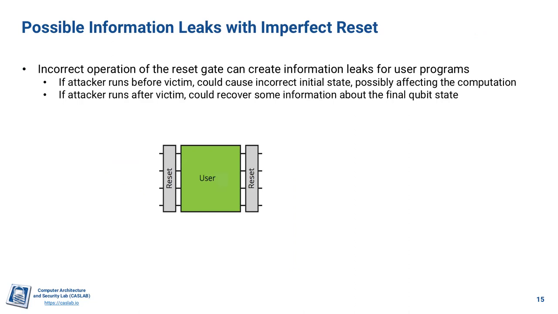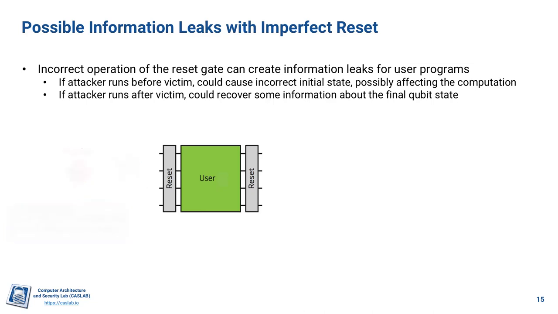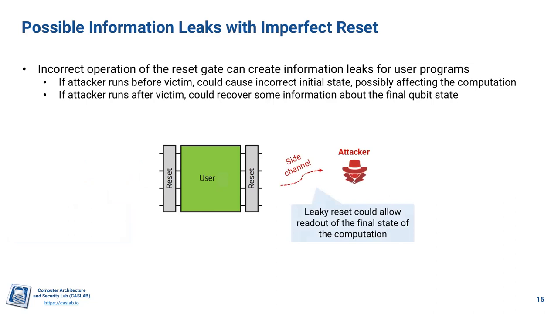There are two ways that somebody could abuse an imperfect reset operation. If an attacker runs before the imperfect reset and then the user runs, we could think of it like a fault injection, where you set the qubit to certain states, and because the reset is imperfect, when the next user runs, the initial state is not zero. So the initial state is not correct, which could lead to some incorrect computation. The other case, which is what we focus on currently, is a side channel attack. In a side channel attack, you get some information that you shouldn't be able to. In this case, the user circuit runs, then there's a reset, but because the reset is not perfect, maybe the attacker can get some information about the user. So they can leak the final state of the user's qubits to the attacker.